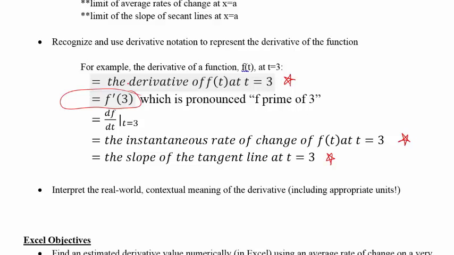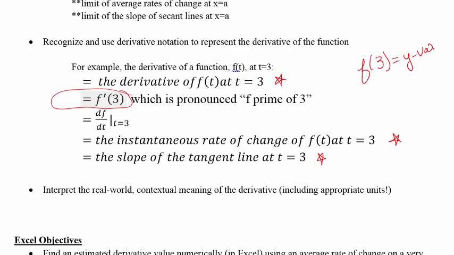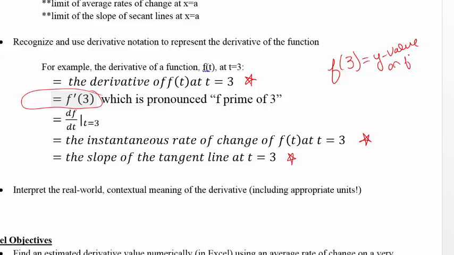Notice the difference between f of 3, which is a y value on the function f of t, whereas f prime of 3 is the derivative at t equals 3. It's the slope at t equals 3. So f of 3 versus f prime of 3. We want to know the difference there.